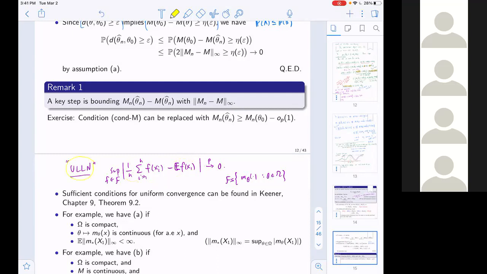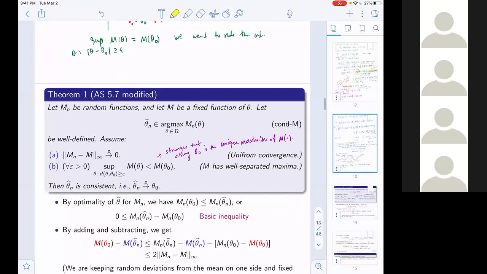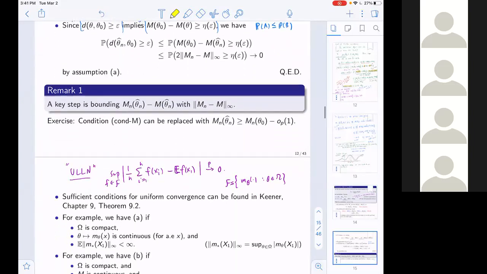So the uniform laws of large numbers try to prove that the supremum of this deviation over some class of functions, as f varies in some class of functions, goes to 0 in probability. If you take that class, for example, to be m theta of x, as theta varies, this would give you the uniform convergence that you need for the M estimators to plug into this theorem to prove the convergence of the M estimators.